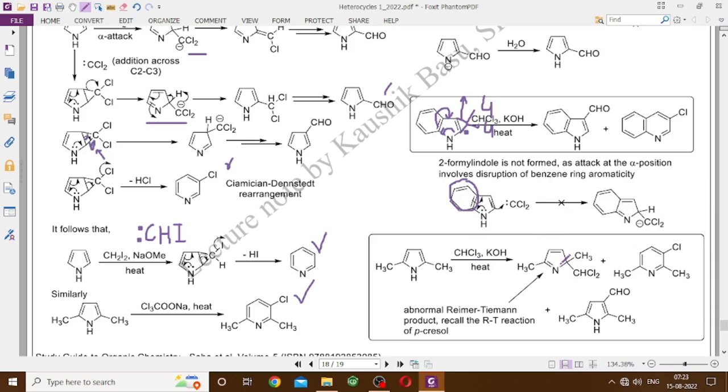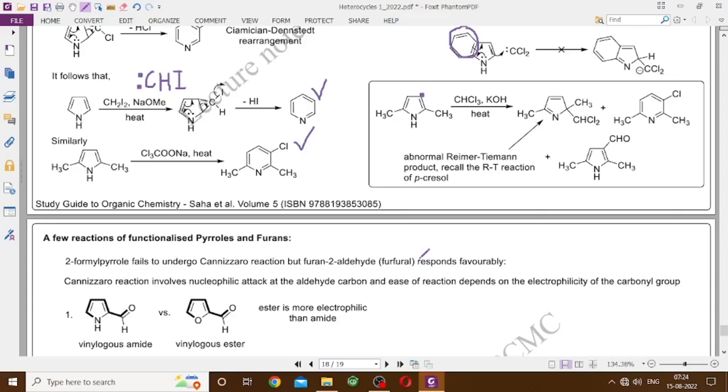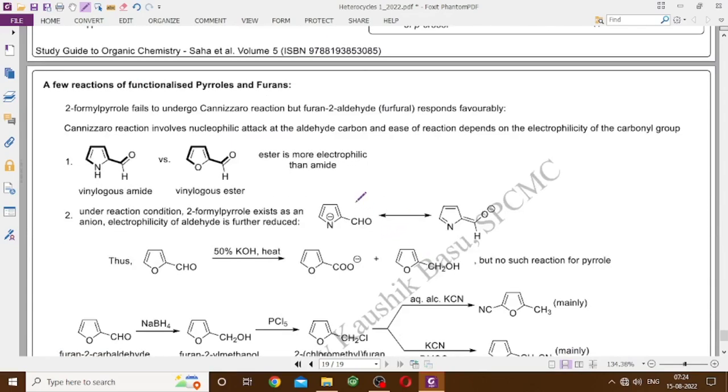I urge you to look that up and rationalize the formation of this compound via a plausible mechanism. Obviously, the beta position is free, and therefore you can have functionalization here. So 3 types of products are formed when the reaction is done with chloroform in alkali. Finally, there are a little bit of tidbits of information.